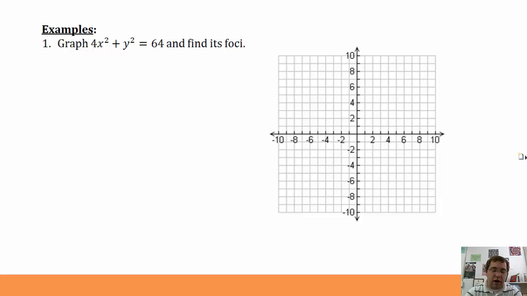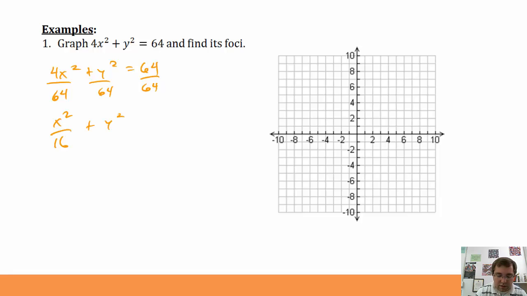So, a few examples. Graph 4x squared plus y squared equals 64 and find its foci. Well, is that an ellipse? Yes, it is. But remember, we want it equal to 1, so let's make it equal to 1. We'll divide everything by 64 so that we have a 1 on the right-hand side. Well, what's 4x squared divided by 64? Well, 4 goes into 64 16 times. So this is really x squared over 16 plus y squared over 64 equals 1.